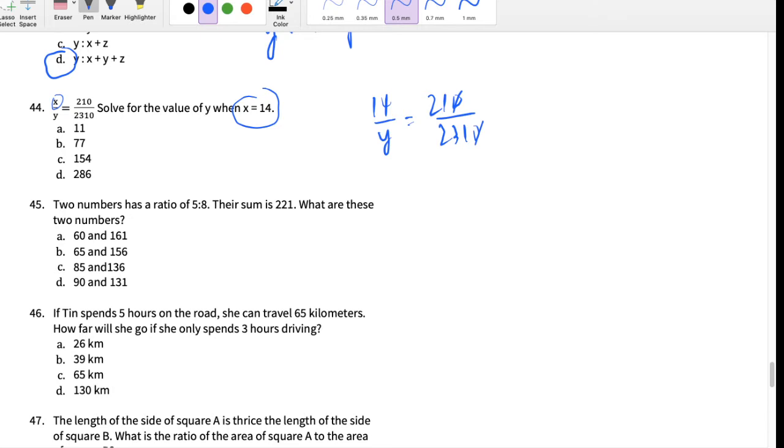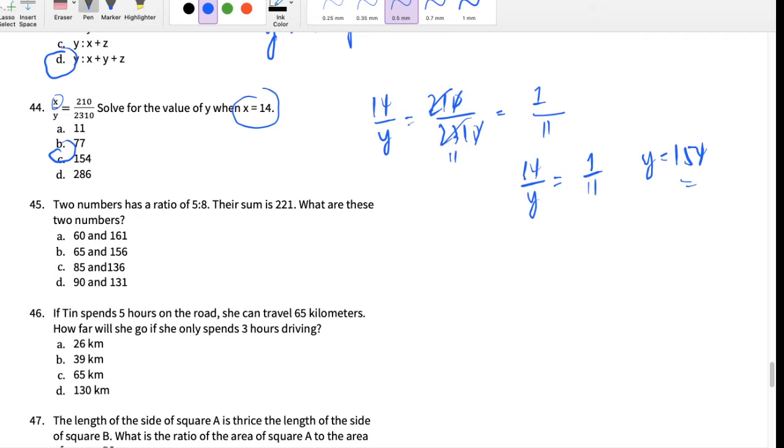If you can see, this 231 is divisible by 21. Okay? 21 times 11 only. So, divide this one by 21, you will get 1. 231 by 21, you will get 11. So, 1 over 11. So, here we have 14 over Y. That's just equal to 1 over 11. So, to get 14 from 1, we multiply 1 by 14. So, that means if we multiply 11 by 14, we will get the value of Y. Okay, so Y here is equal to 154. Or it's up to you how you manipulate to get Y. So, Y here is letter C.